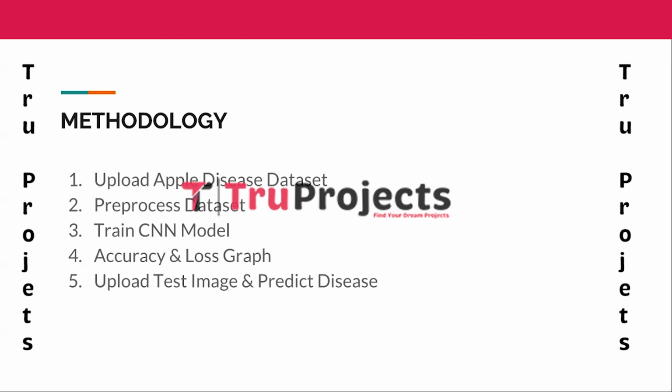And the final module is upload the test image and predict the disease. This module allows the users to upload a test image, which is then processed by the CNN model. The model applies its learned knowledge to classify the disease present in the test image, providing the prediction and identifying the specific disease affecting the apple in the image.